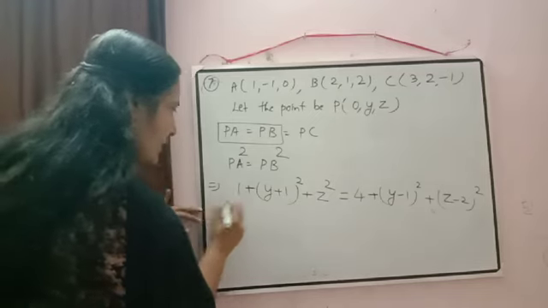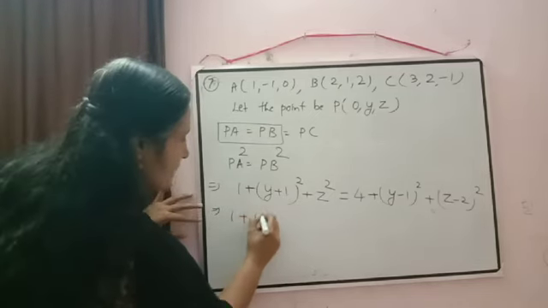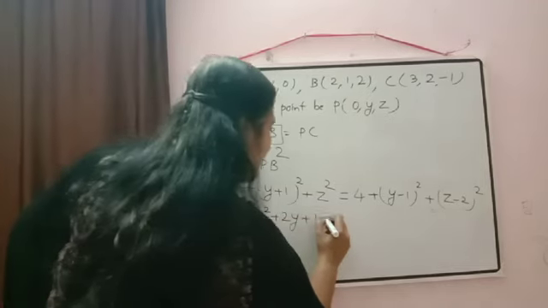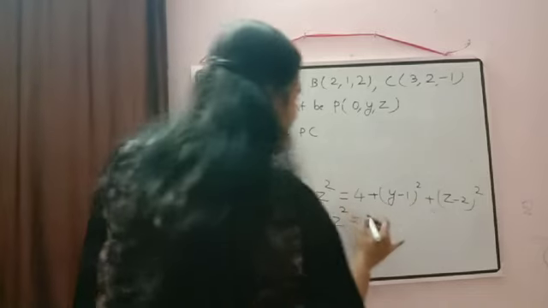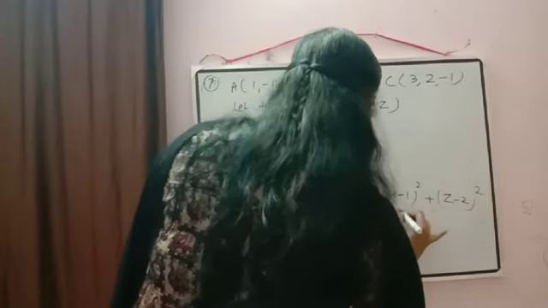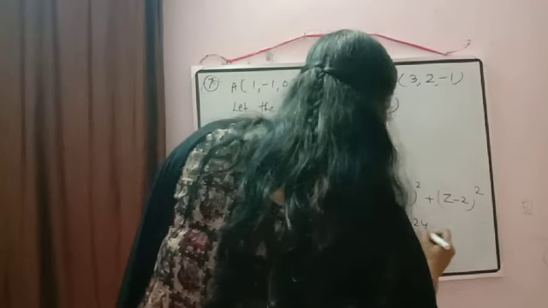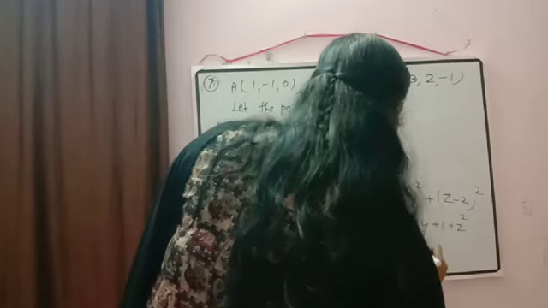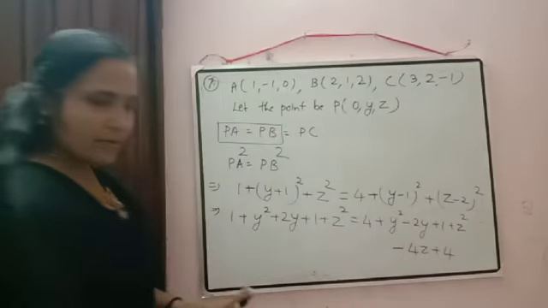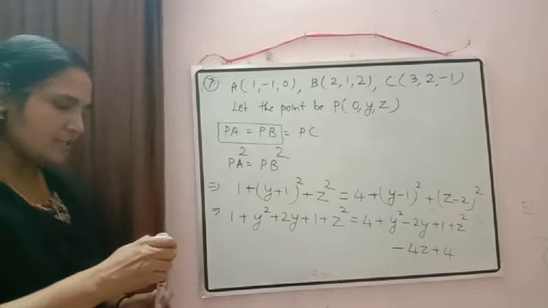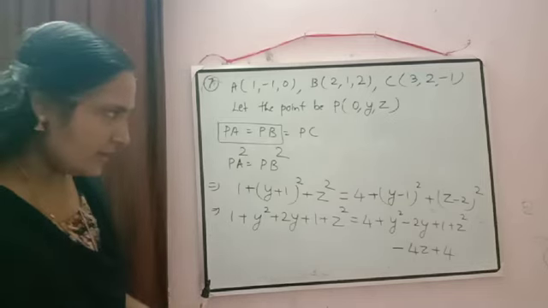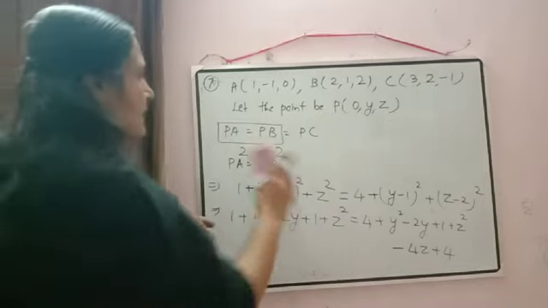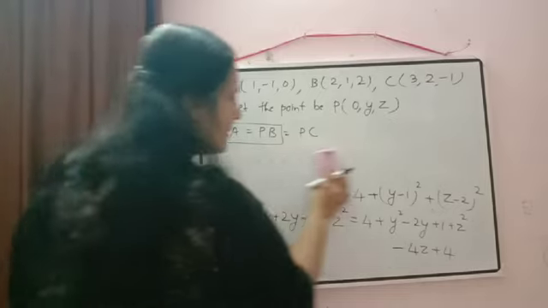Now we can simplify it. 1 plus y plus 1 the whole square can be written as y square plus 2y plus 1, plus z square, is equal to 4 plus y square minus 2y plus 1 plus z square minus 4z plus 4. Now what we will do? We will shift all the expressions to the left hand side. When we are shifting, just to check, y square and z square will get cancelled, so I am not writing those. The remaining we can write down.